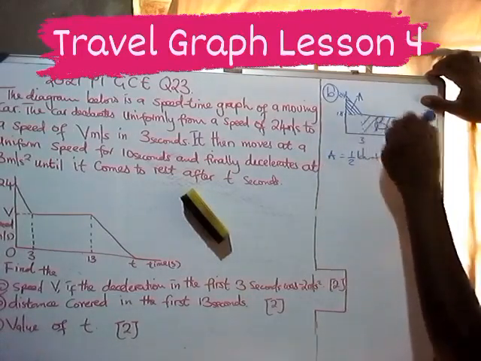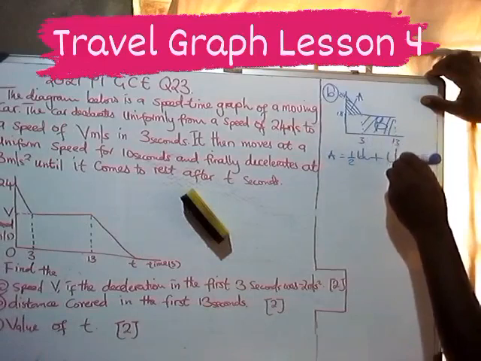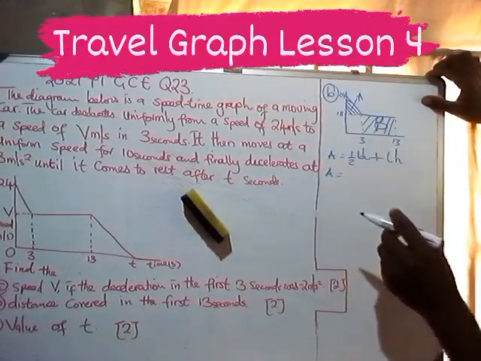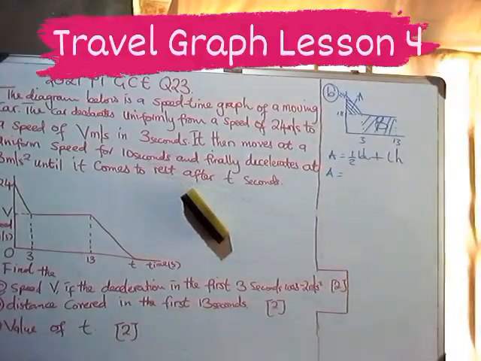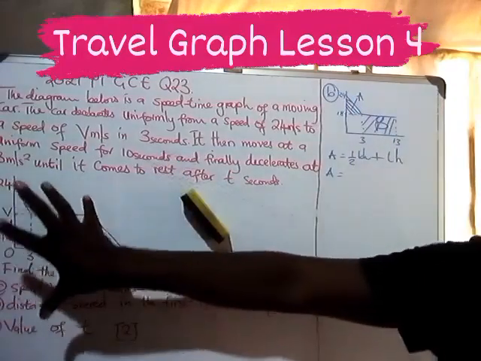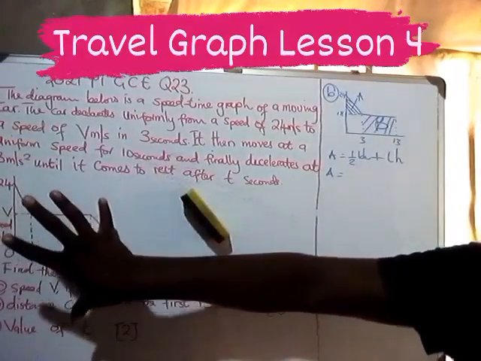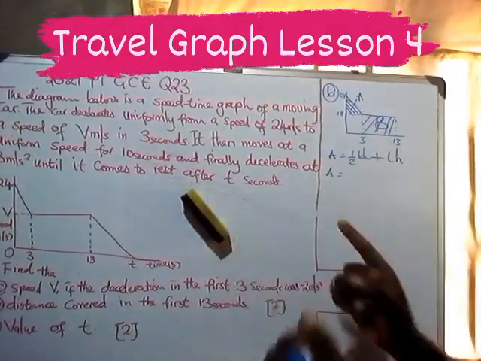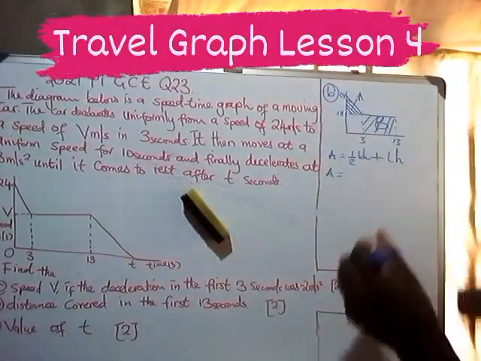Then plus this area here, it is LH. So we're going to say area. We are finding the distance. Remember from the previous video, the way distance is found when you are dealing with the speed-time graph is the same as finding the area of that shape formed between 2 points.